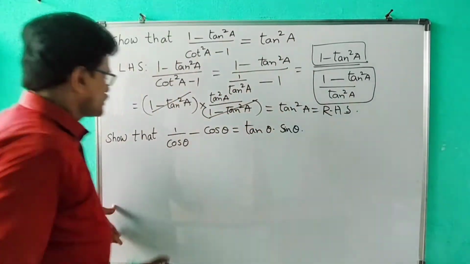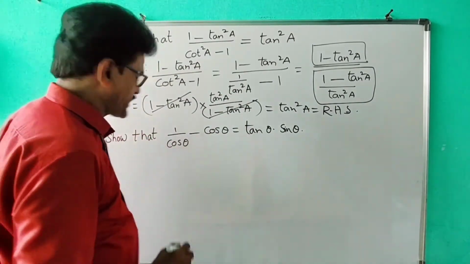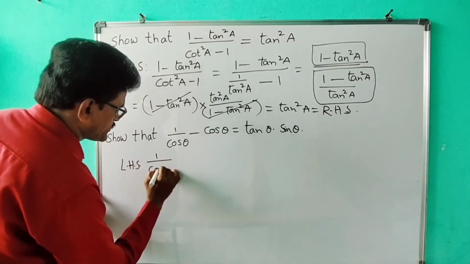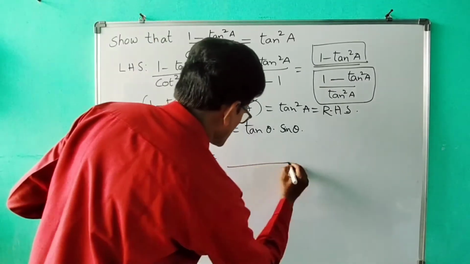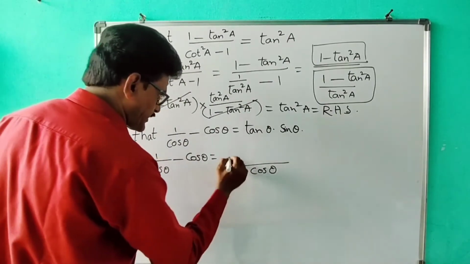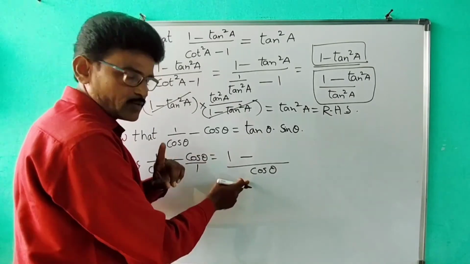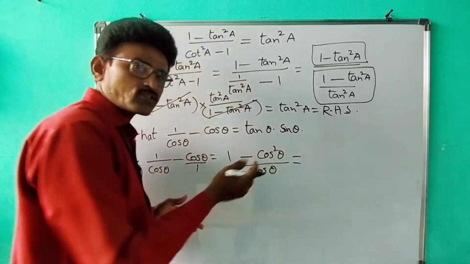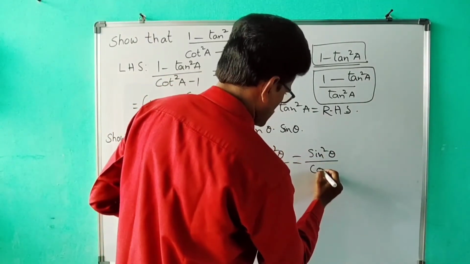It is nothing but RHS. Finish. Okay. Now, show that 1 by cos theta minus cos theta equals tan theta into sin theta. Here also take LHS first: 1 by cos theta minus cos theta. This is LHS. What is the LCM here? Cos theta. Cos theta goes one time, so 1 into 1, then minus, here you can write 1 into cos theta times cos theta, cos square theta. What is 1 minus cos square theta? It is sin square theta. Sin square theta by cos theta.